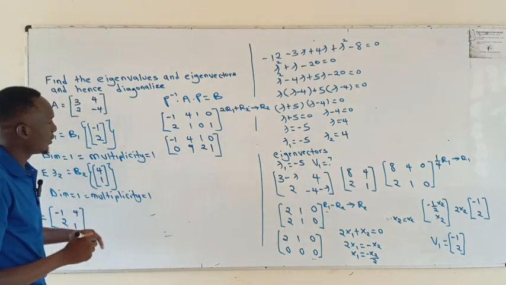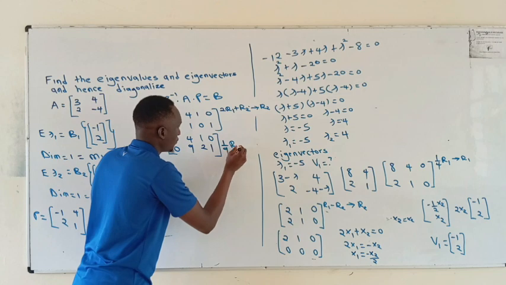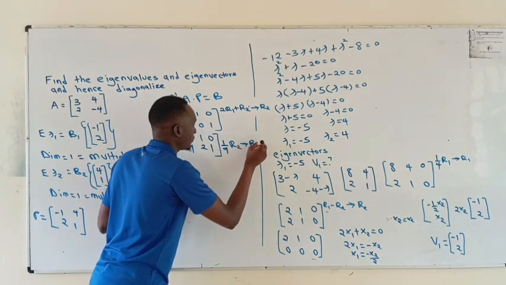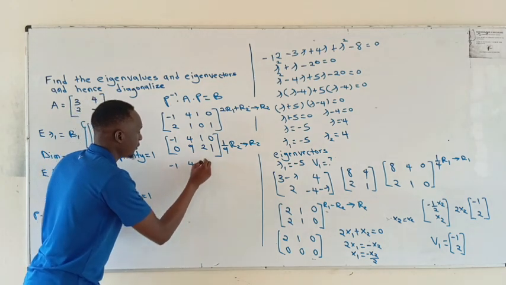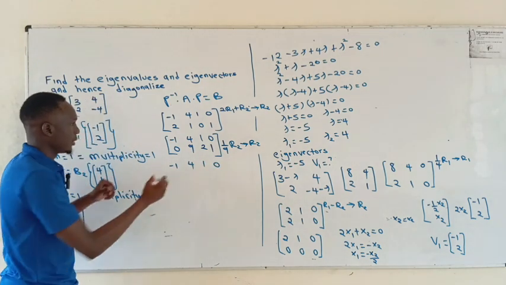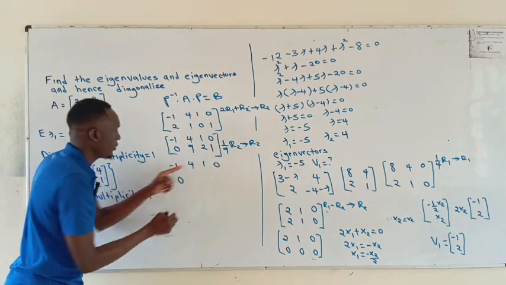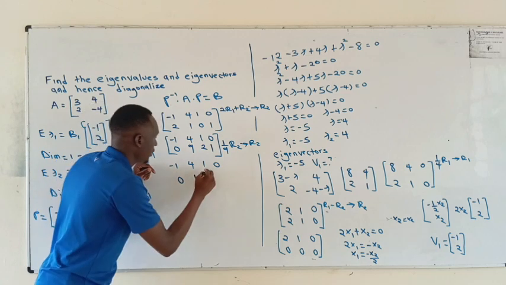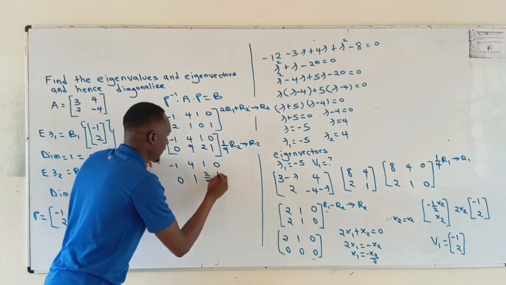Let's have 1 over 9 row 2, our answer to row 2. Let's maintain row 1: negative 1, 4, 1, 0. 1 over 9 times 0 is 0. 1 over 9 times 9 is 1. 1 over 9 times 2 is 2 over 9. 1 over 9 times 1 is 1 over 9.